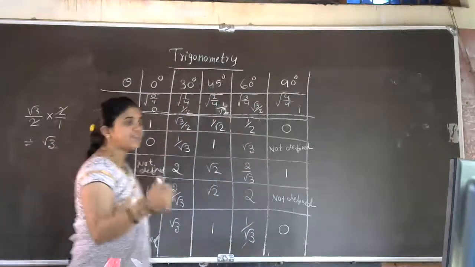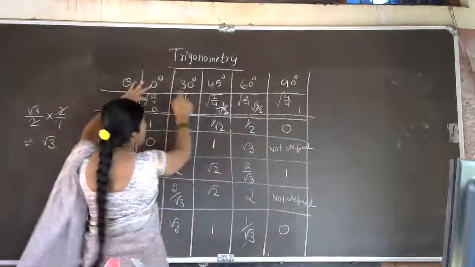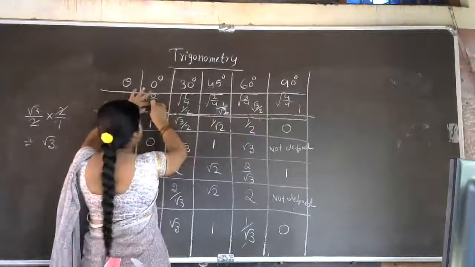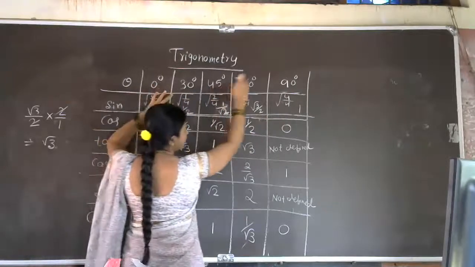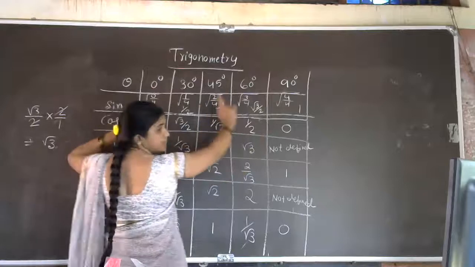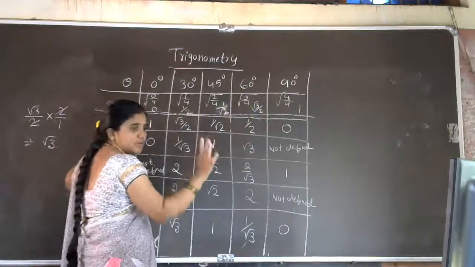To get the sin values, what trick do we have to apply? Just 0, 1, 2, 3, 4. We have to give the continuous numbers. Then divide by 4, divide by 4, divide by 4, divide by 4, divide by 4. Then apply square root to each. Then remove the square root. That's it.